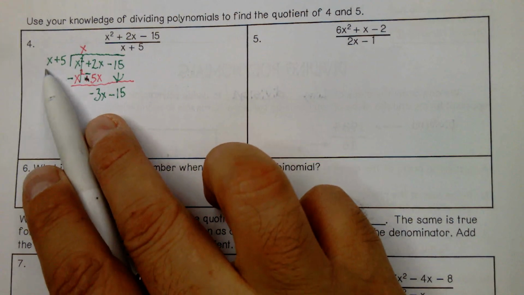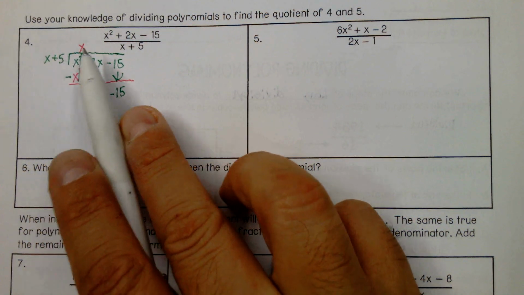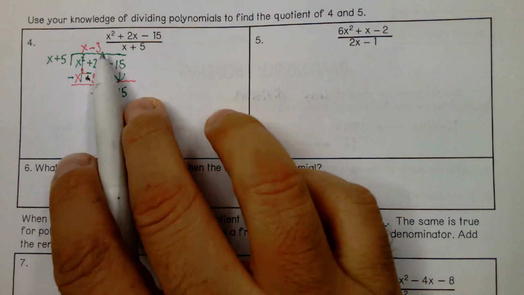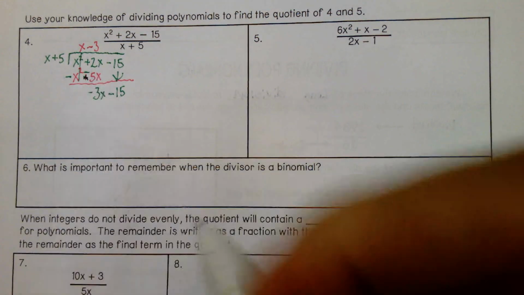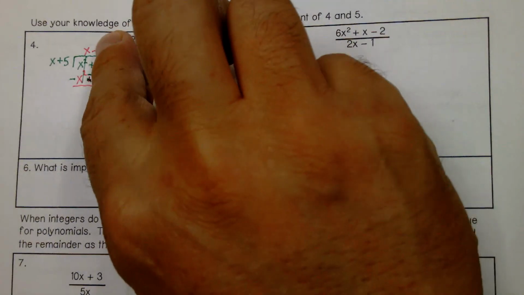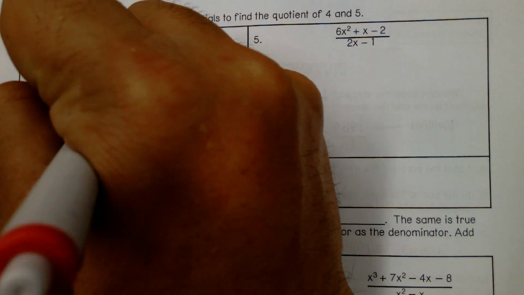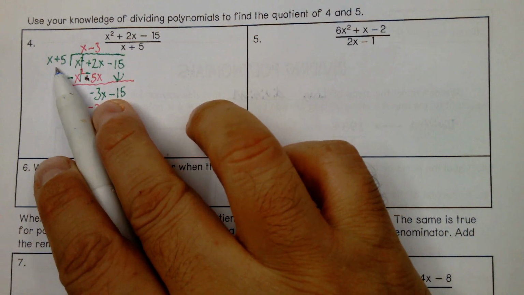What do I have to multiply x by? Again, this x, just worry about the x. X times what gives me negative 3x? So minus 3. Just minus 3. Now we're going to multiply minus 3 times x plus 5. So negative 3 times x first. Negative 3x, which is what I want. I want the exact same thing. And negative 3 times 5, negative 15.